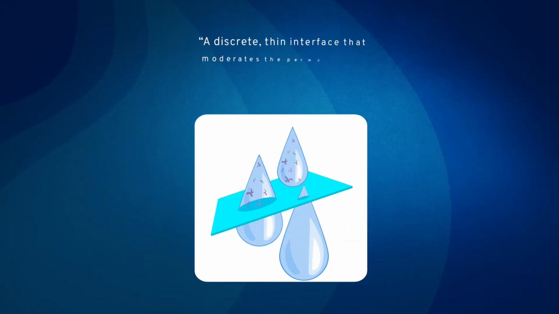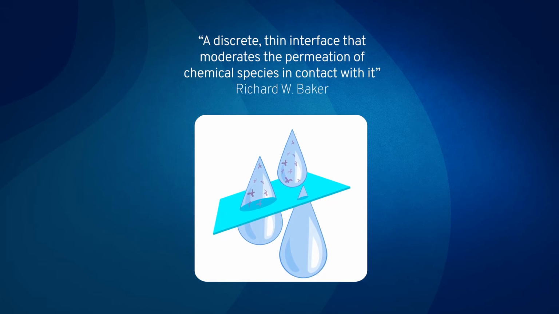Richard W. Baker defined the membrane as a discrete, thin interface that moderates the permeation of chemical species in contact with it. I would like to show you 4 different types of membranes used for water purification, according to the driving force they choose for the separation process.